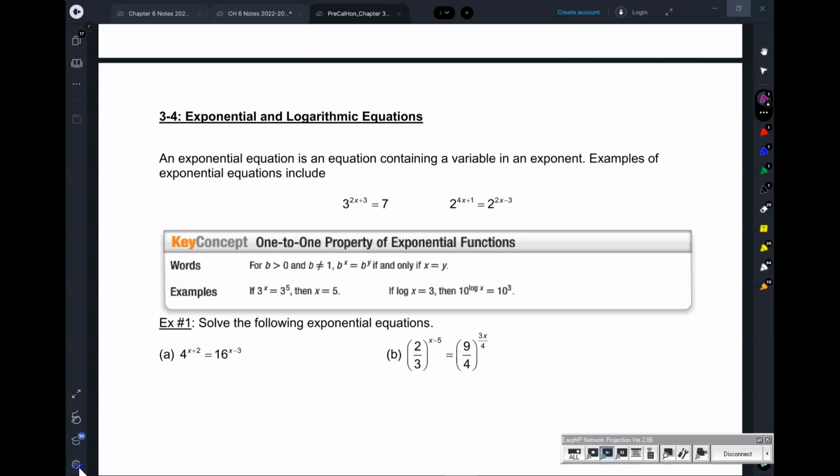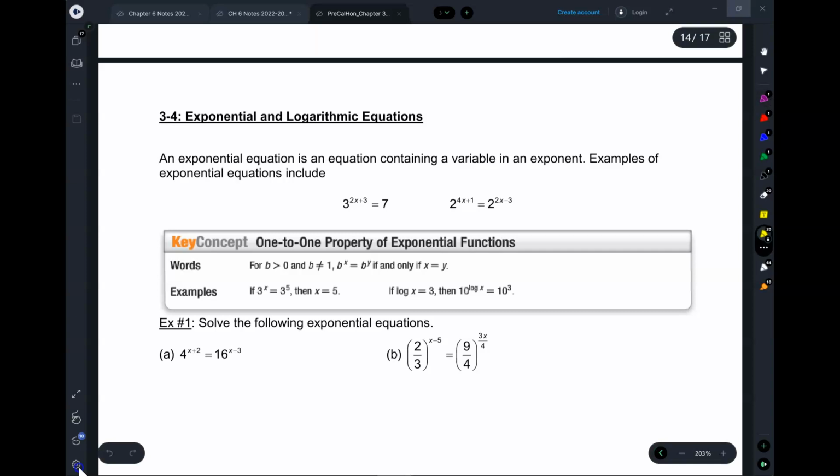Okay, so we're going to talk about solving equations. All right, so an exponential equation, right? Let's start with exponentials, then we're going to go to logarithmic. This is when you have an equation with basically variables in the exponents, right?